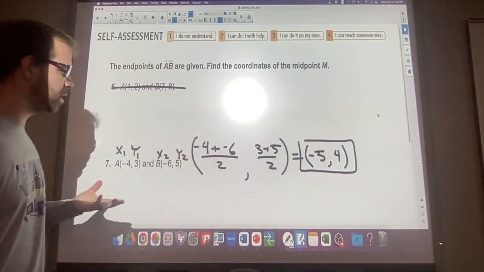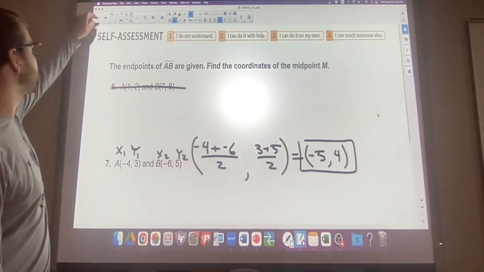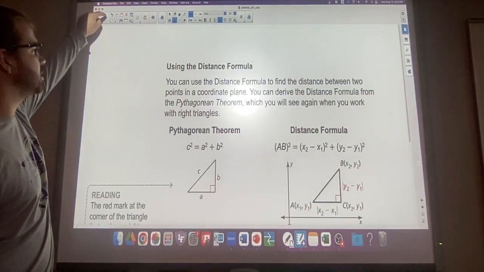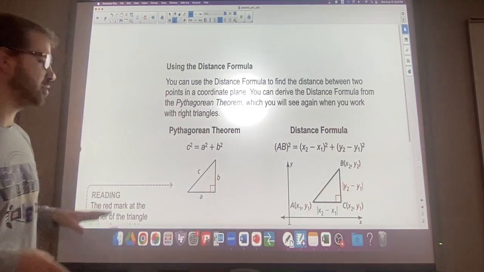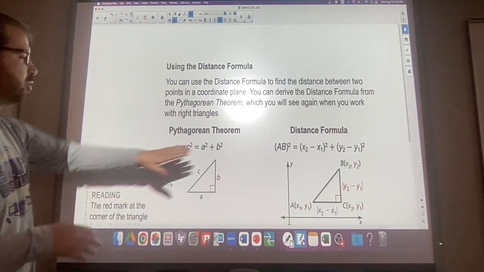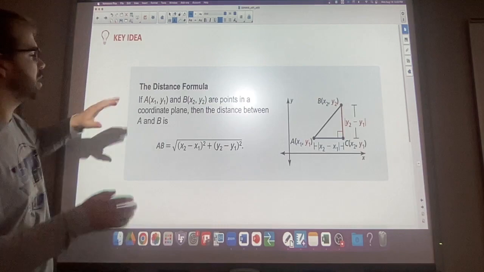So it is important we spend more time on it. So let's just get into distance formula. I have all this here. I don't want to quite get to this yet. You'll see why. Let's just start with Pythagorean theorem, and then we can kind of work up to this.